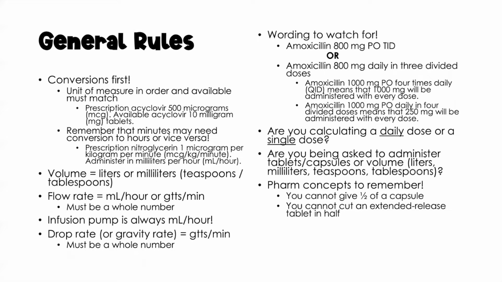So when we think about, for example, what you see on the screen, acyclovir 500 micrograms, that's the order. What you have available is acyclovir 10 milligrams. That's your clue that you need a conversion. Now, the other thing to keep in mind is that time is also a conversion that sometimes we need. So for example, if your order is per minute, as in the example that you see on the screen, micrograms per kilogram per minute, now that is critical care dosing, so we won't see that in fundamentals.